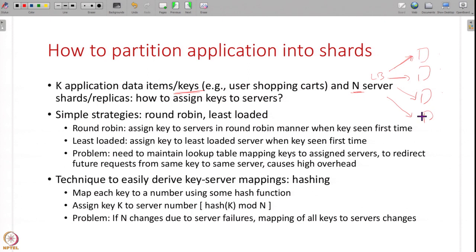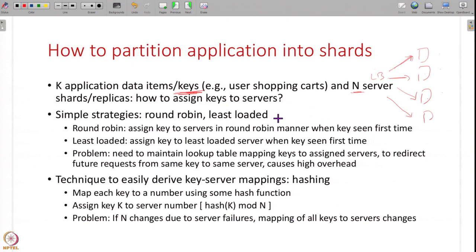So, the question comes up, how do you assign these application keys or application data items to the server replicas? There are many strategies, we have seen this before. One is of course a simple round robin strategy, which is when the user starts a shopping cart, the first shopping cart goes here, the second user's shopping cart goes here, third goes here, fourth goes here. You can do a round robin.